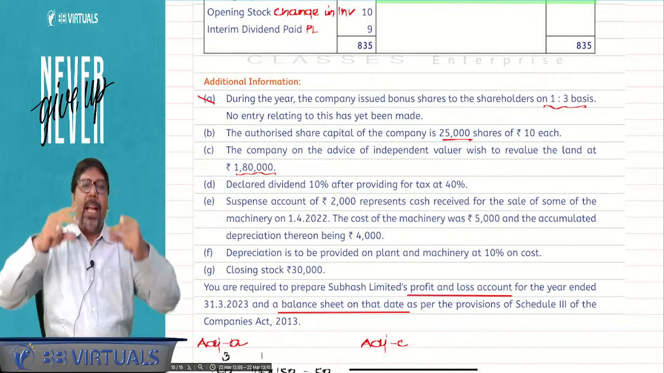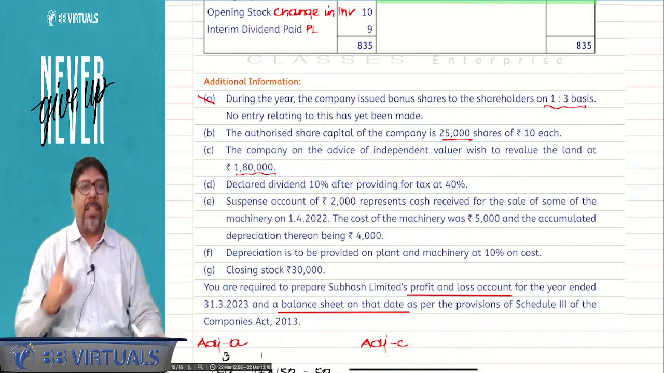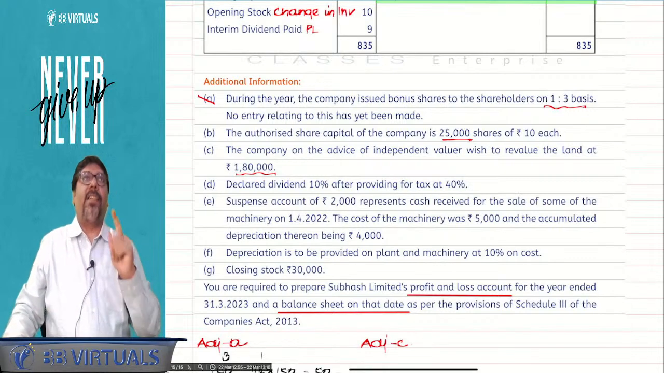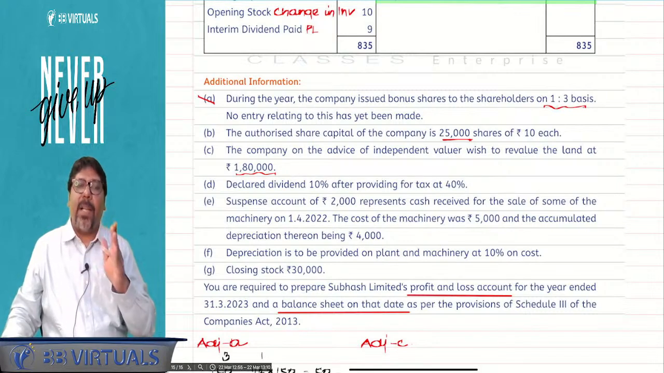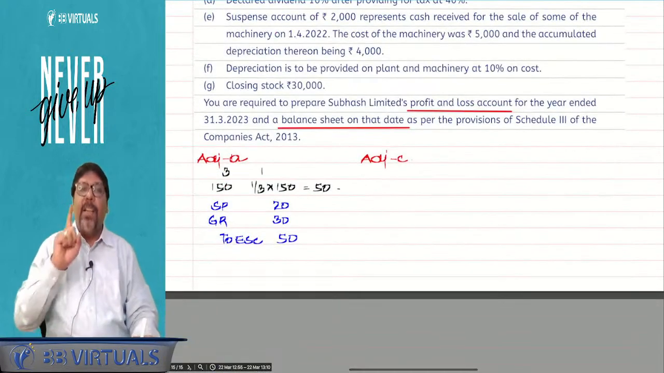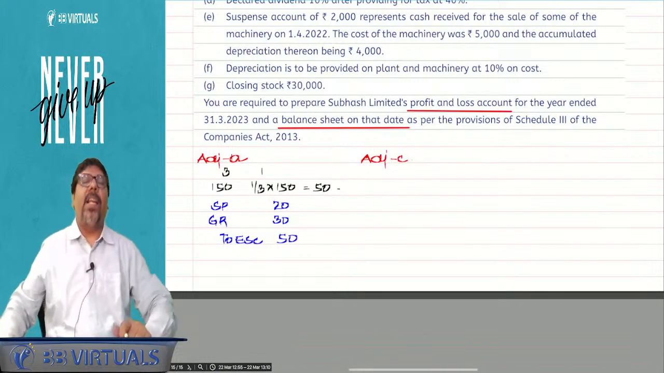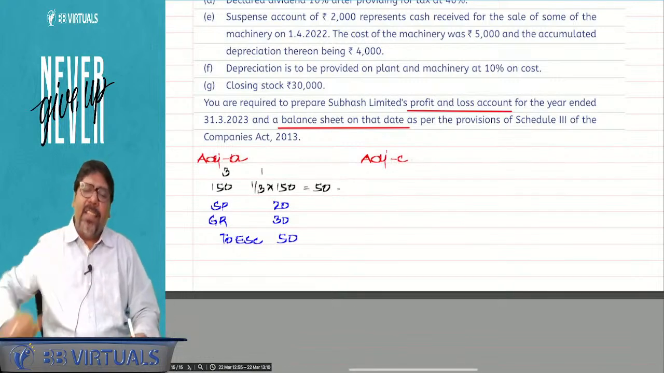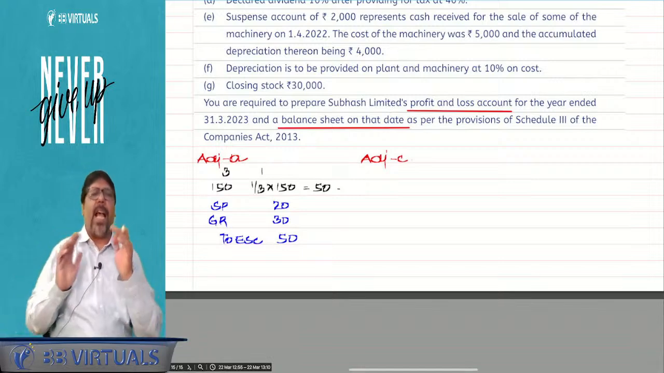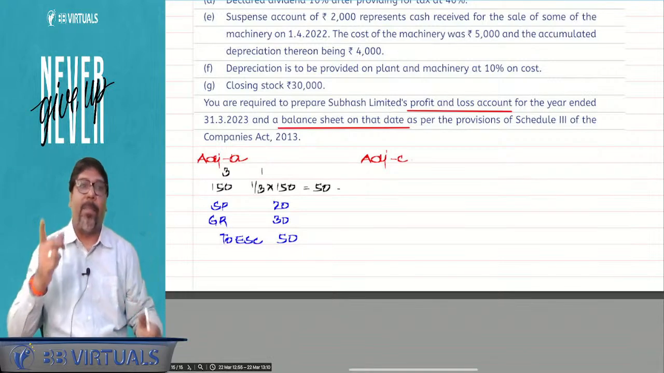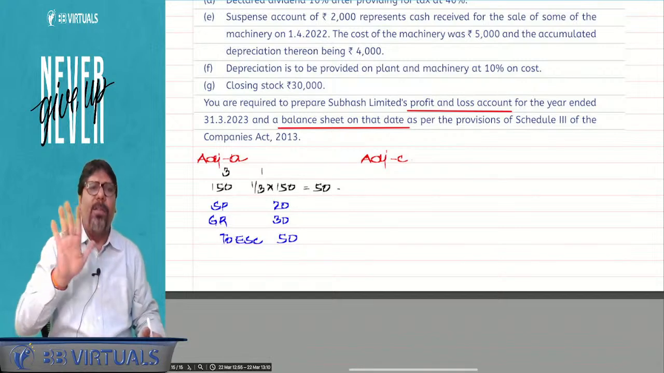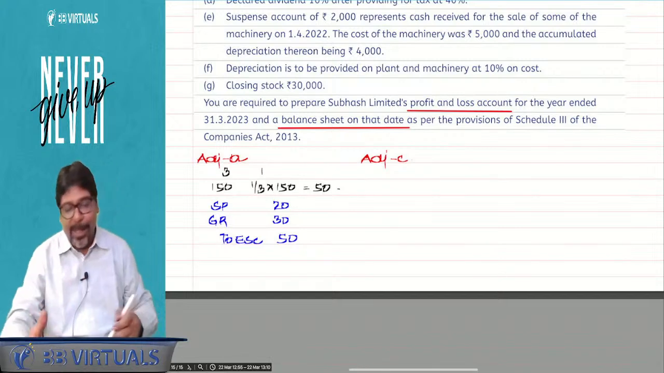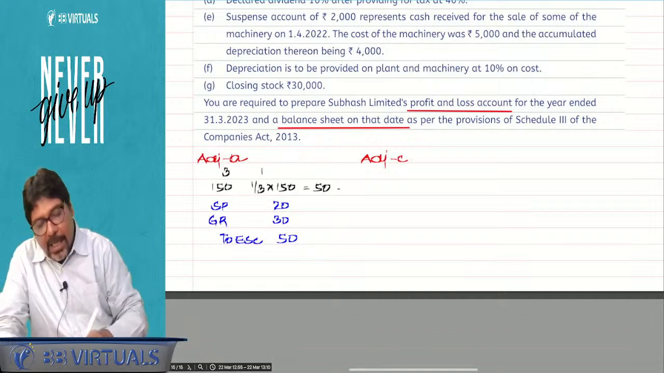So tell me, is land increasing or decreasing? Increasing. By how much? From 110 to 180, land is increasing by 180 minus 110, 70,000. If land is increasing, do you debit or credit? Debit. If land is increasing, are you happy or sad? Happy. Happy means profit or loss? Profit. Should profit be debited or credited? Credited. Credited to the P&L account? No, that will be against conservatism. So we'll credit it to revaluation.